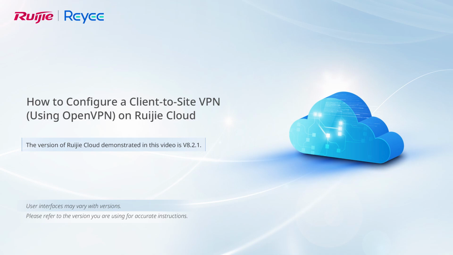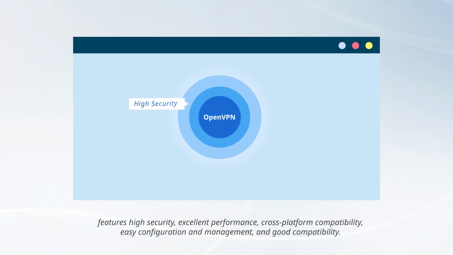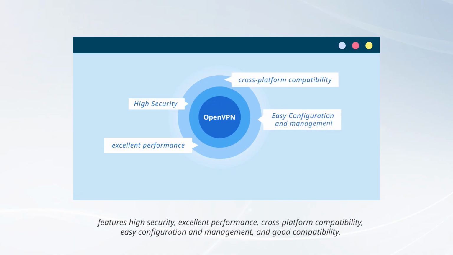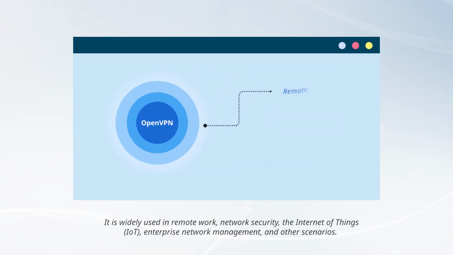This video demonstrates how to configure a client-to-site VPN using OpenVPN on Ruijie Cloud. OpenVPN is an open-source virtual private network software that features high security, excellent performance, cross-platform compatibility, easy configuration and management, and good compatibility. It is widely used in remote work, network security, the Internet of Things, enterprise network management, and other scenarios.